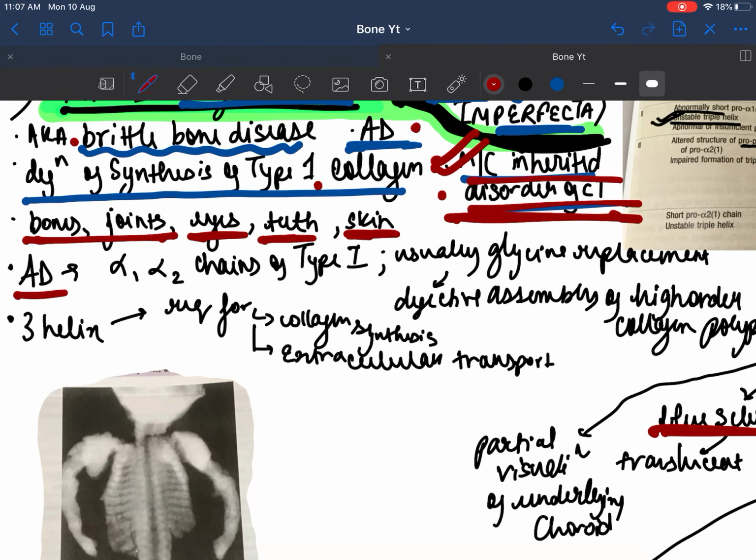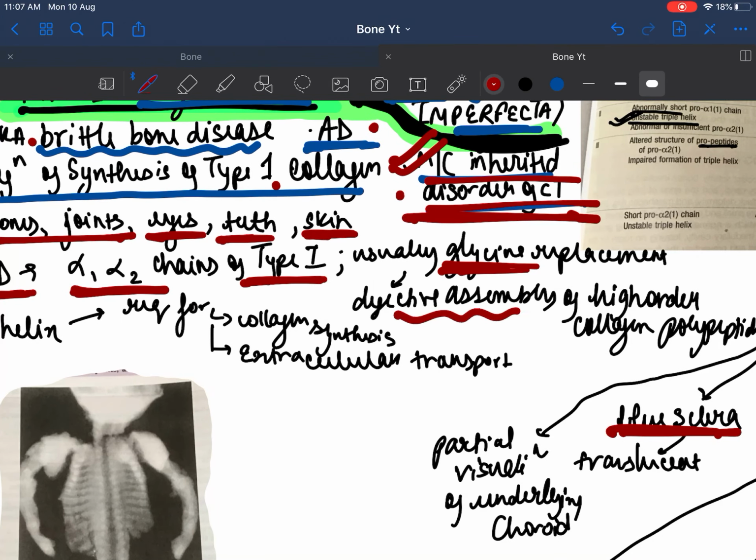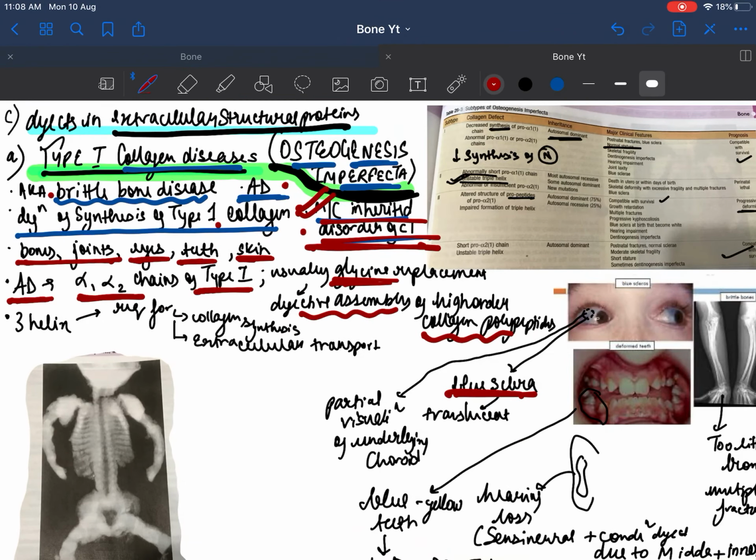So what happens? This is an autosomal disease. There will be problems in the alpha 1 and alpha 2 chains of type 1 collagen. Usually, in most cases there is glycine replacement, and this will lead to defective assembly of higher order collagen polypeptides. Very hi-fi words, but we have to remember this for the prof exams. So this actually means that there will be an imperfect formation of a triple helix.